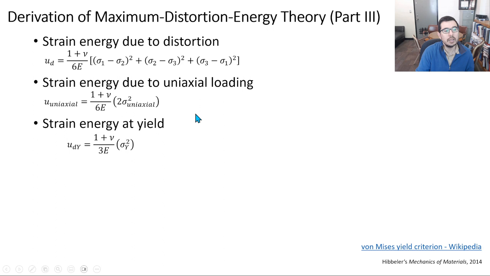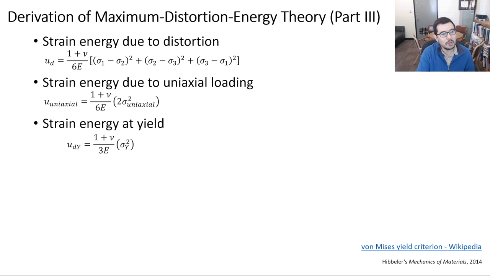And if we plug in sigma y, this is the same exact equation that we have here, but now we know, like I was saying a second ago, this case where we have failure in ductile materials under uniaxial loading, and that's when the stress that we apply is equal to the yield strength. So now we can say, look, here is a strain energy due to distortion where we know failure will happen.